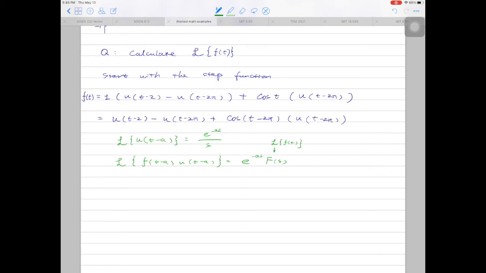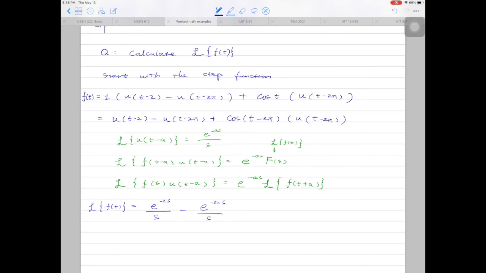The third equation is new. We're not using it here, but I think it's good to know it. So Laplace transform of f(t) times u(t - a) is equal to e to the power of -as, Laplace transform of f(t + a). The rest is pretty straightforward. The first 2 parts, these are step functions, so you can just use e to the power of -as over s.